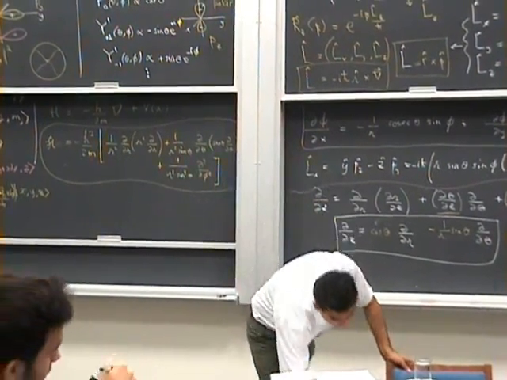Now if I look at this expression and if I expand, I get identity minus i px y dφ over ħ, plus i py x dφ over ħ. Plus there is a term in the order of dφ squared. I ignore that because dφ is already very small.